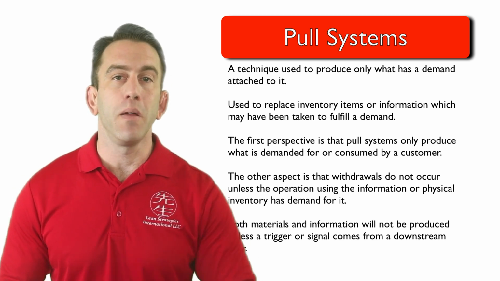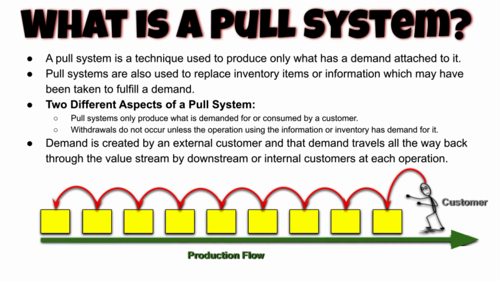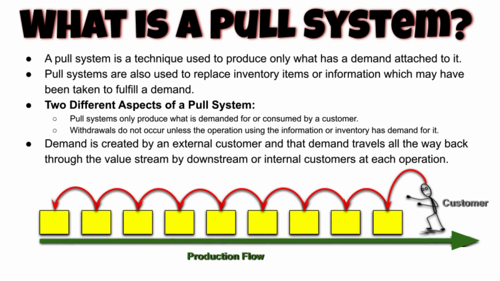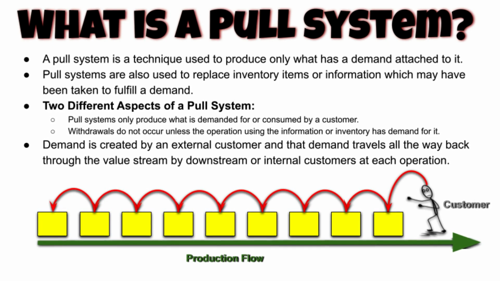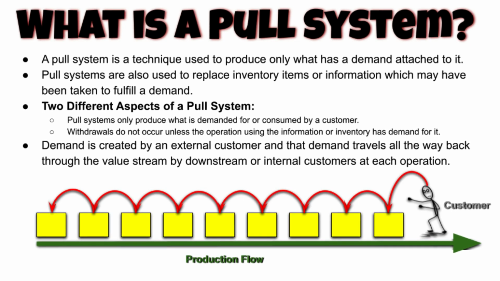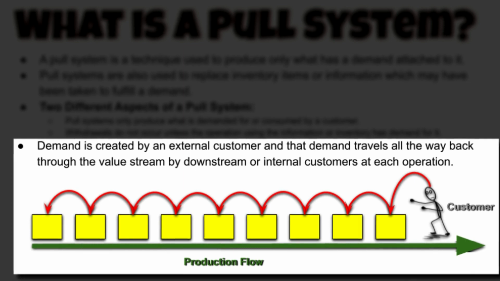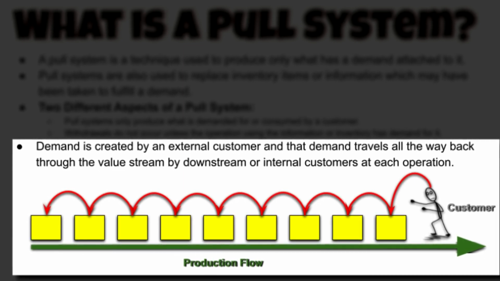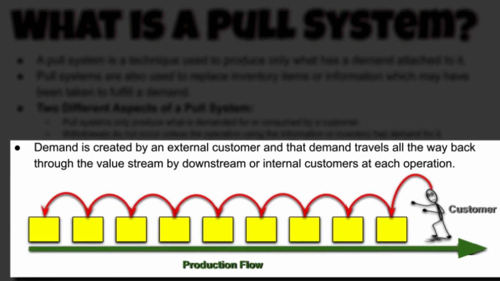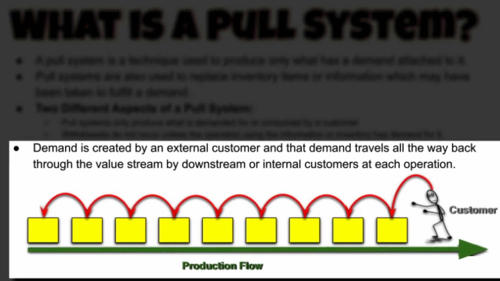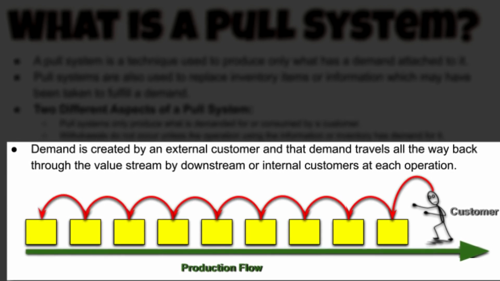The fundamental concept in a pull system is that the customer creates the demand, which naturally creates a trigger. Nothing occurs unless there is a customer attached to the demand. In a pull system, the demand is created by an external customer, and that demand travels all the way back through the value stream by downstream or internal customers at each operation.